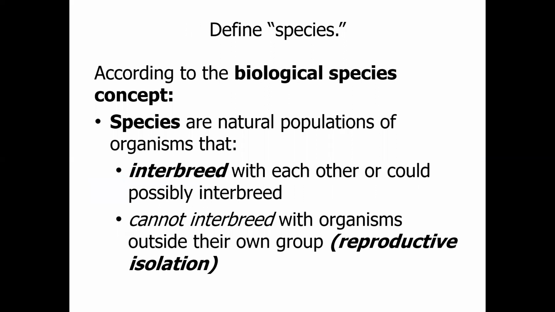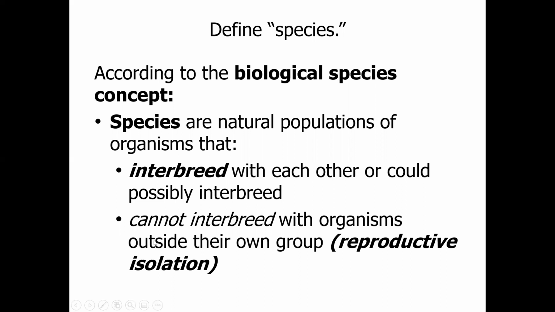So we have what's called the biological species concept. The biological species concept basically says species are natural populations of organisms that can interbreed with one another. Basically, they can mate and they can produce offspring. The offspring have to be viable in order for an organism to be considered a species in terms of interbreeding. So, for example, if a giraffe mated with an elephant, that's not going to produce viable offspring. Even if it could occur, it's not going to happen.